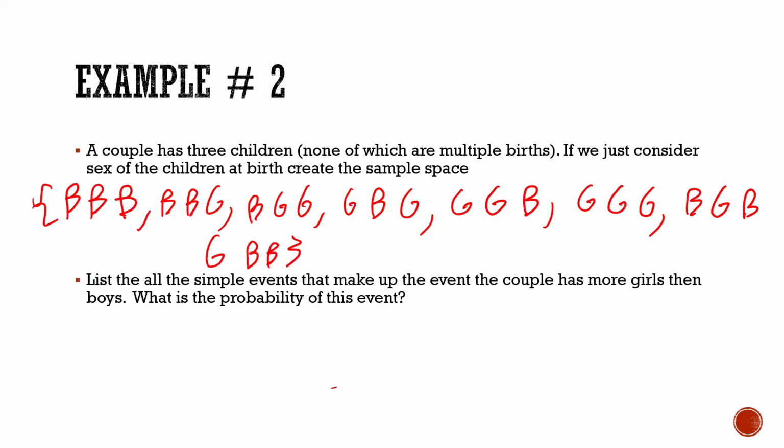If you think about this, if I drew a tree diagram, we'll do this with the counting. There's 2 choices for each child. So 2 times 2 times 2 is 8. That helps us figure out how many there should be there.